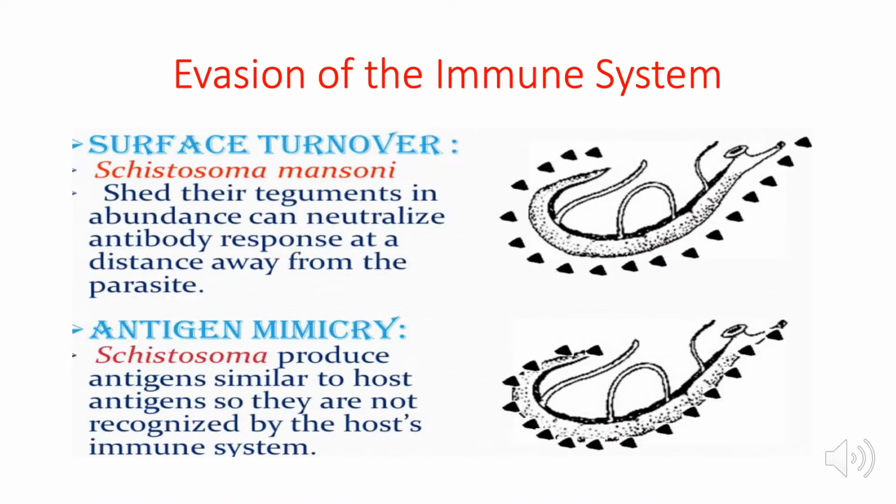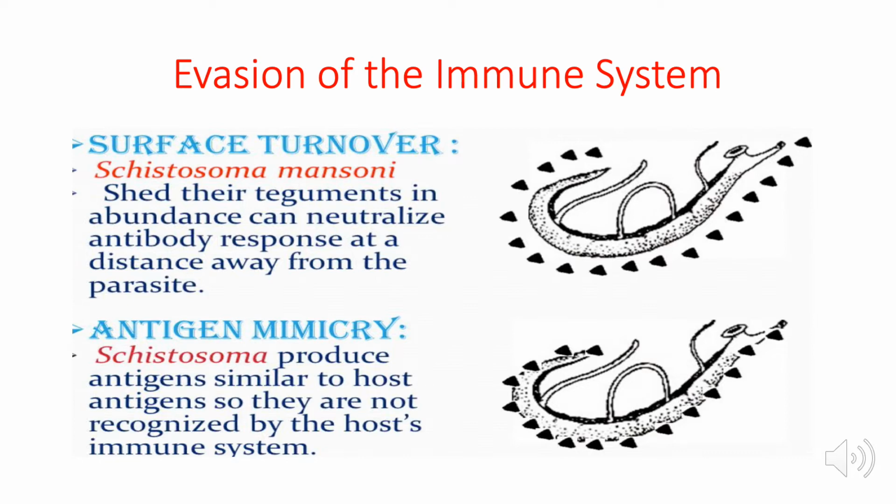There are several ways on how the Schistosoma adult worms can evade the immune responses. Number 1 is surface turnover. These worms are known to secrete the antigens present on their body surfaces or teguments so that the antibodies will attack these antigens at a distance away from the parasite. What a smart move, right?